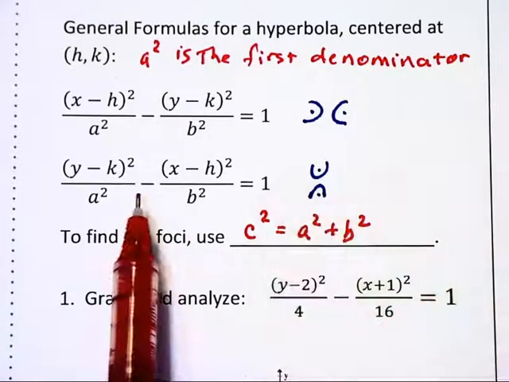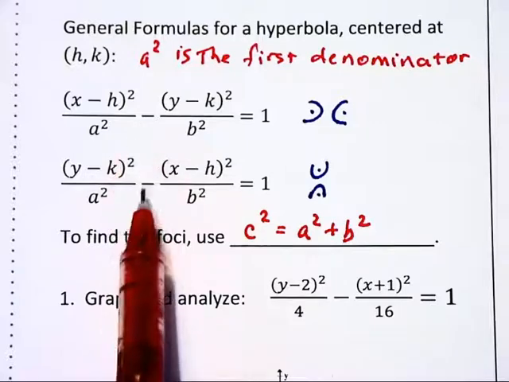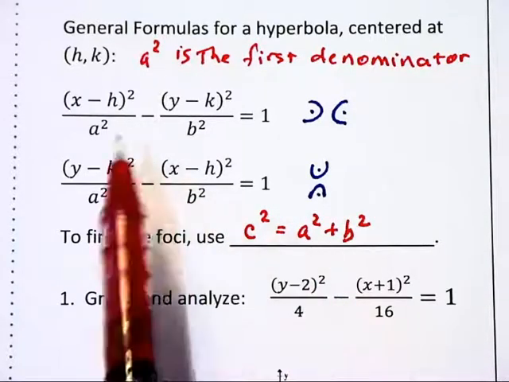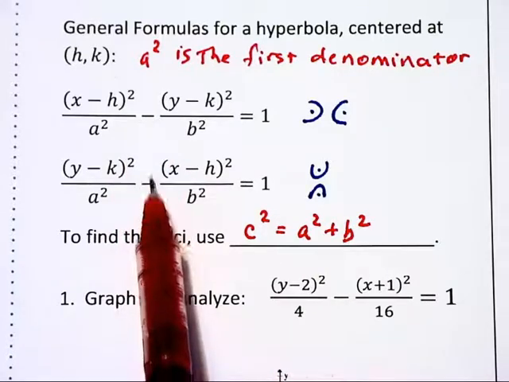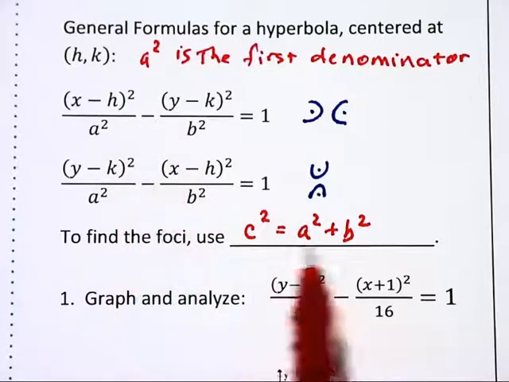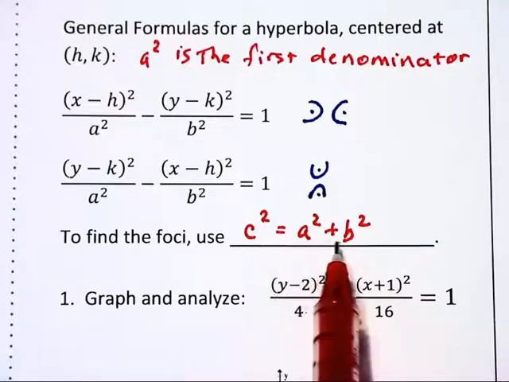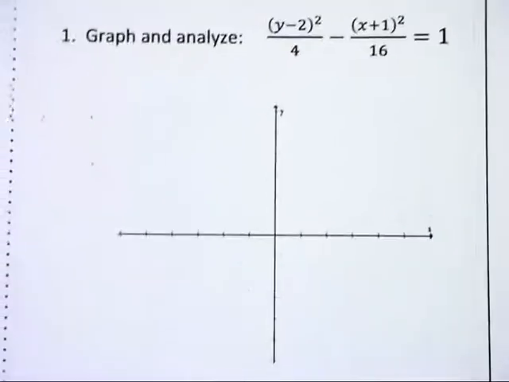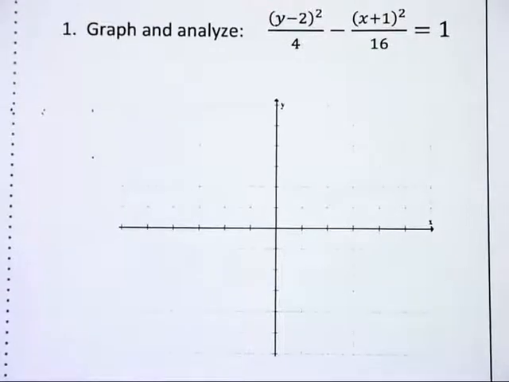In other words, when there's a minus sign between your two fractions, a squared and b squared will be added together, whereas for the ellipse, when there was a plus sign between your two fractions, you will find the difference between a squared and b squared. Okay, now let's go and graph our first hyperbola.